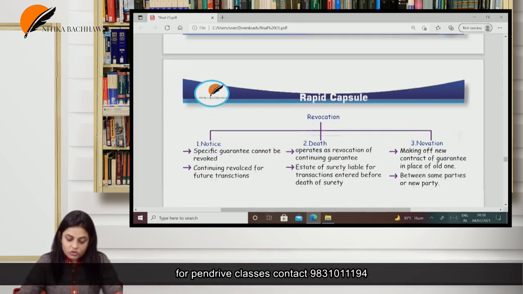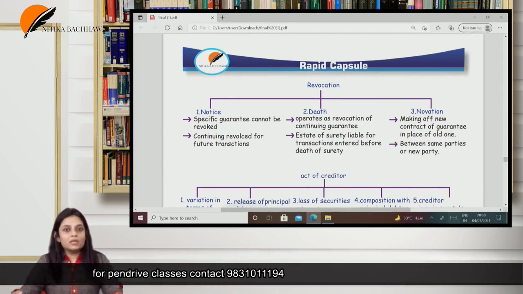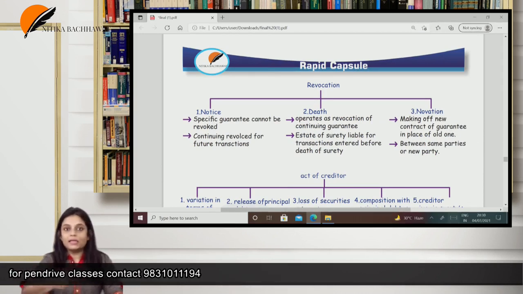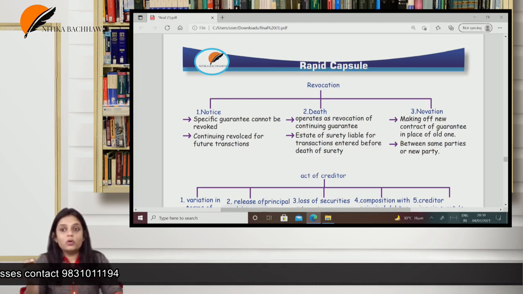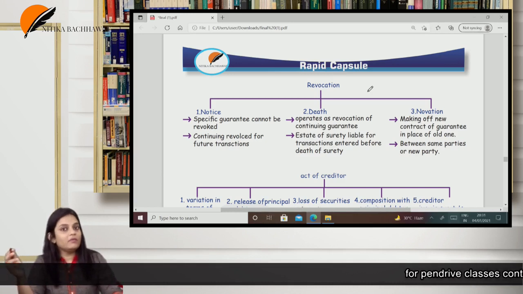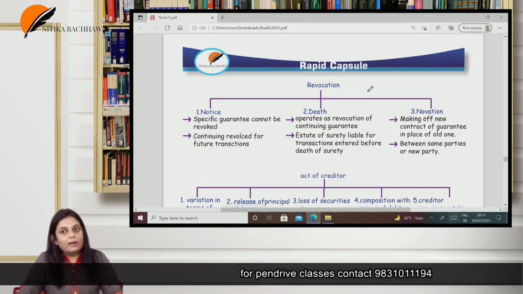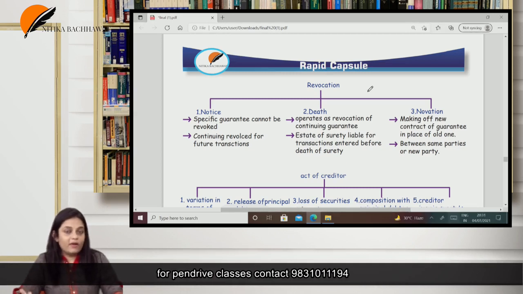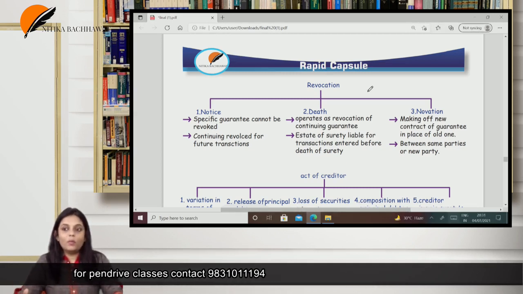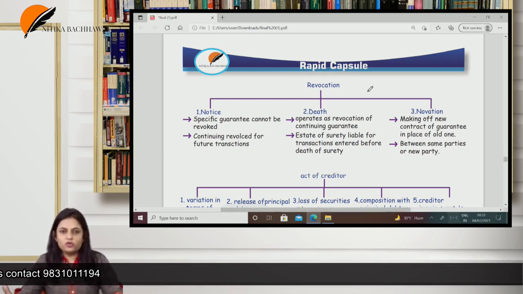So let's move on to revocation by notice. If you remember, we had discussed about giving a notice. So when we talk about notice, specific guarantee cannot be revoked. Continuing guarantee can be revoked with respect to future transactions. Death, obviously, death operates as a revocation of continuing guarantee. The moment the surety is dead, he will obviously not be liable for the future transactions.